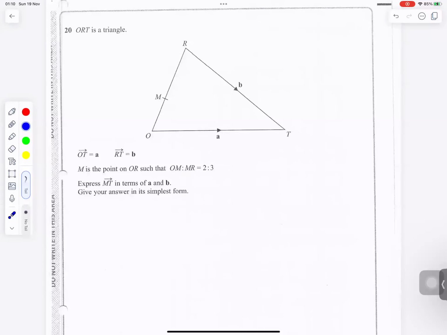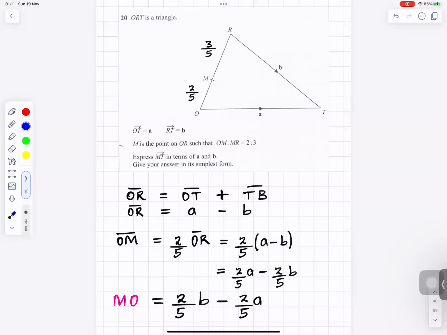Question number 20. For question 20, we know that OM is 2 over 5 because we do 2 plus 3. It gives us 5. So this one is 2 over 5 of OR, and MR is 3 over 5. So let's start from the beginning.